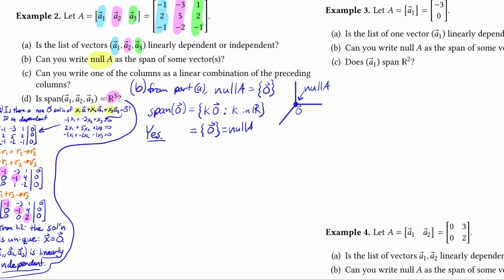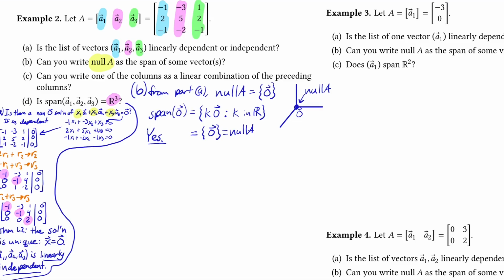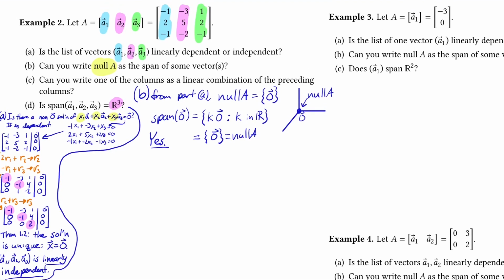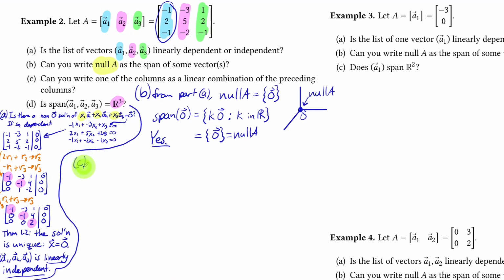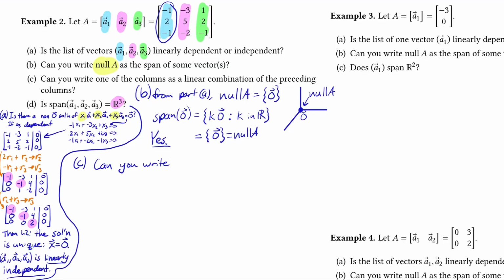Okay, what about part C? Can you write one of the columns as a linear combination of the preceding columns? So this is sort of a weird question because, well, which column are we talking about? There are 3 different columns. Well, A1 has no preceding columns. There are no columns before it. So that one's definitely going to be no. But we could ask the question, can you write A2 as a linear combination of A1, the column before it? So that's one question we could ask.